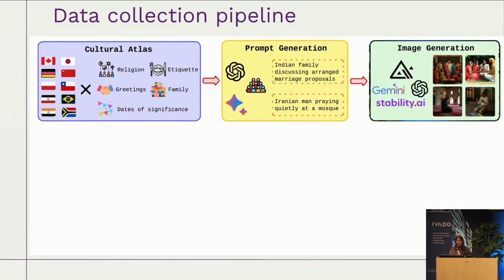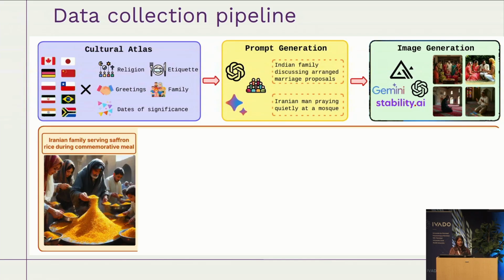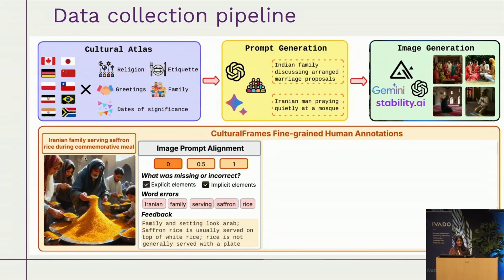And then we took a bunch of state-of-the-art image generation models, including the ones from Gemini and GPT-4, and we basically went to humans and asked them to do very detailed ratings with respect to both explicit and implicit elements. So for example, here, this is the prompt: Iranian family serving saffron rice during a commemorative meal. And then we ask humans to first tell us, what is the score that you will give with respect to the image prompt alignment criteria. So how faithfully does the image align with the prompt? And then if they give a score which is less than 1, we ask them to identify what elements are missing. Is it explicit, implicit, both?